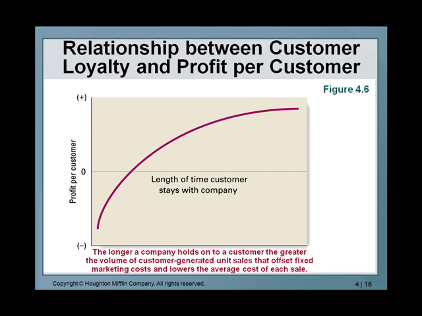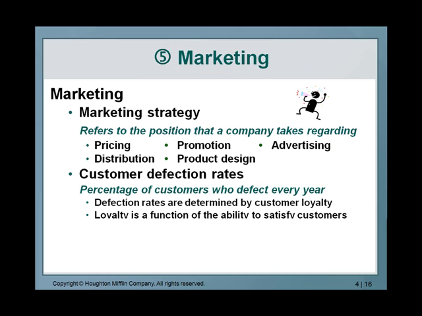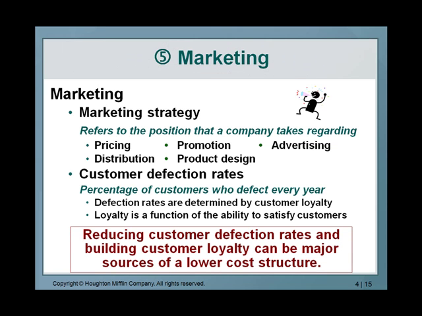Alright, so it says the longer the company holds on to a customer, the greater the volume of generated unit sales. Again, that offsets all the acquisition costs and marketing costs. So marketing definitely helps in efficiency, because the longer I keep you, the more money I can make from you, the less I have to spend on generating new customers. Reducing defection rates and building customer loyalty is therefore a major source of my cost structure being lowered. If I can reduce defection rates, that means I don't have to acquire new customers, and also I don't have to spend more on retaining, because in most organizations and most business models, it's much more expensive to acquire new customers than it is to keep customers loyal.